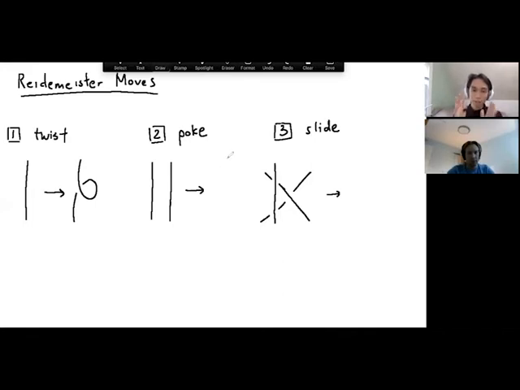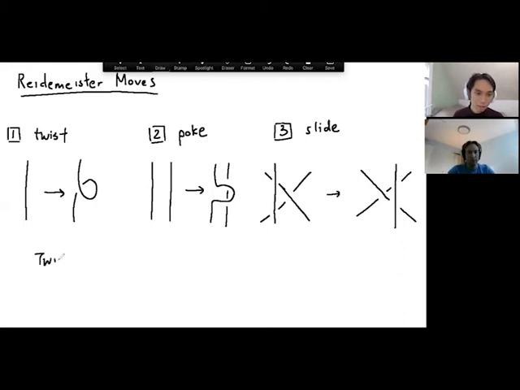Or maybe you had a knot and you had 2 strands that are close to each other. You could just poke one over the other. And so the result will look something like that. Or you could slide it. So you have a strand and it's going to slide over a crossing point. And so the result would look something like that. And so these are 3 ways that you could move a knot to the other, and that shows that they're going to be equivalent because you're not cutting anything or passing it through itself.